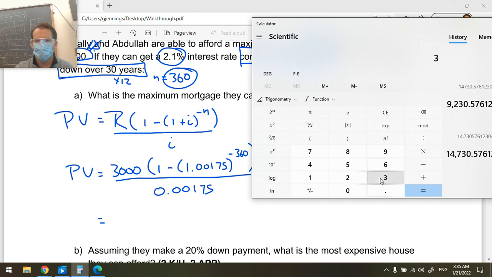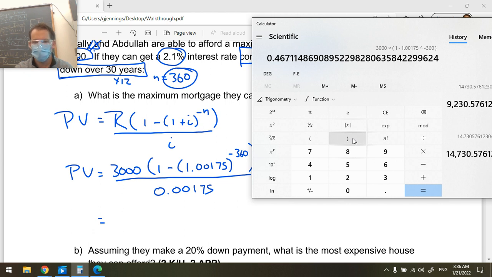Clear everything. $3,000 multiplied by bracket 1 minus... Am I the only one that does Gregorian chant while they punch things on a calculator? Anyone else have that habit? Yeah, sorry. You develop weird habits when you're trying to fill the air or fill the space while you're doing something that's otherwise less interesting. Divided by 0.00175.